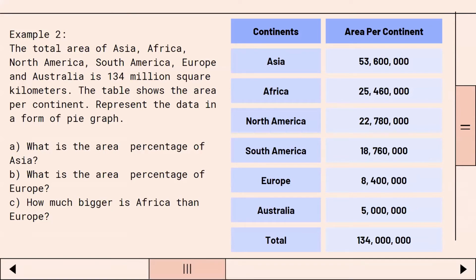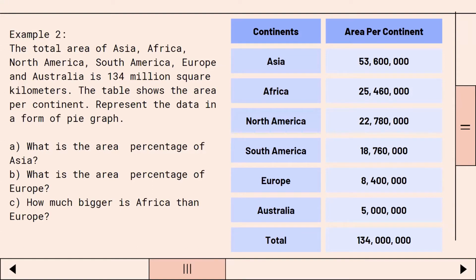Thank you, Ms. Gatchel. Moving on to our example number 2, the total area of Asia, Africa, North America, South America, Europe, and Australia is 134 million square kilometers. The table shows the area per continent.